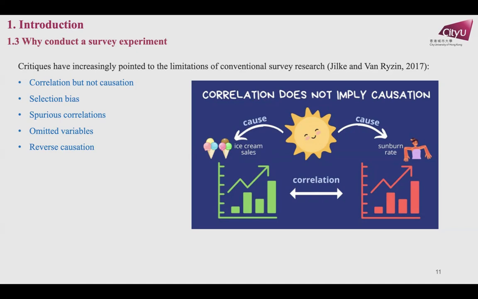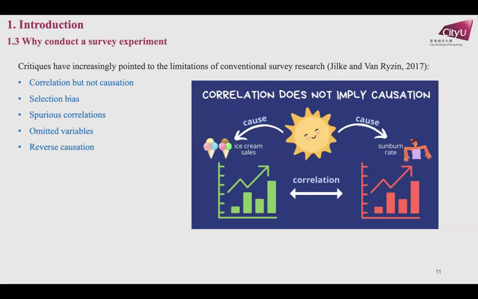The third one is spurious correlation, which means the relationship between two correlated variables is actually influenced by a third variable. Like in this picture, ice cream sales may correlate with sunburn rate, but they are actually influenced by the increase in temperature. The fourth one is omitted variables, which means in the survey the researchers may ignore some other important variables that may influence both independent and dependent variables.